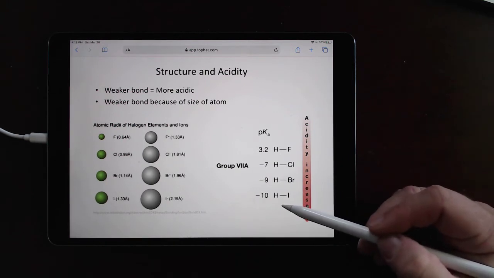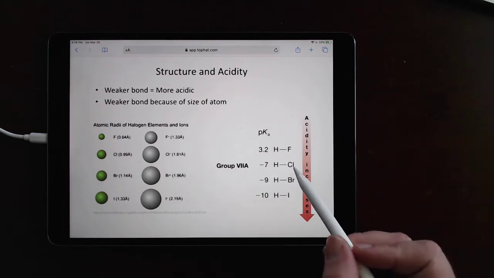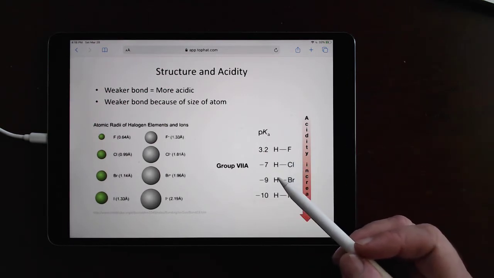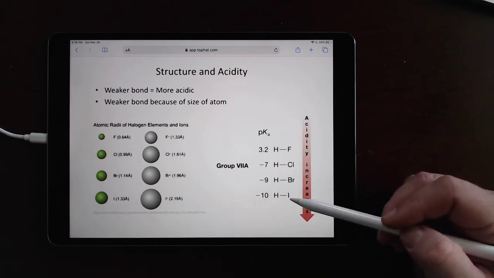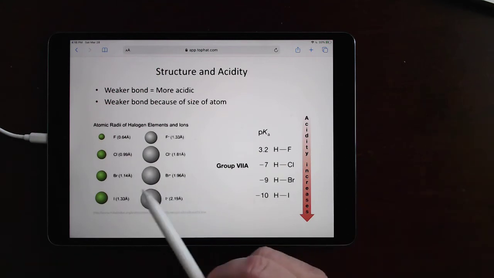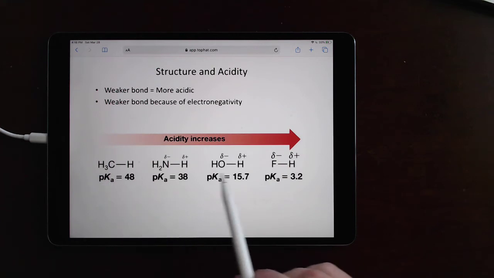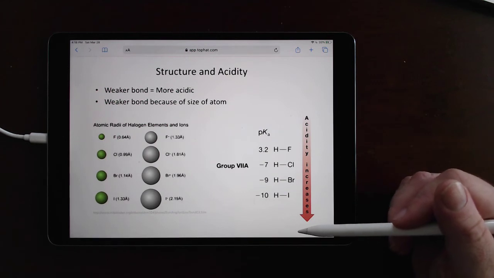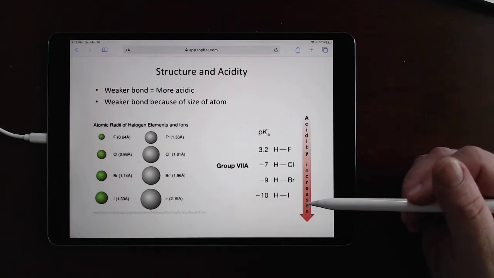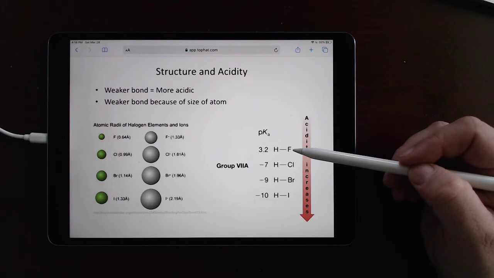So if you have HI, you have a very, very strong acid. It's 1,000 times more acidic than hydrochloric acid. You always think of hydrochloric as sort of a classic strong acid. HBr and HI are much stronger than that because the atoms are much bigger. It also turns out that as you go down a column of the periodic table, it's going to be more acidic. So HCl is going to be a lot more acidic than HF, right?